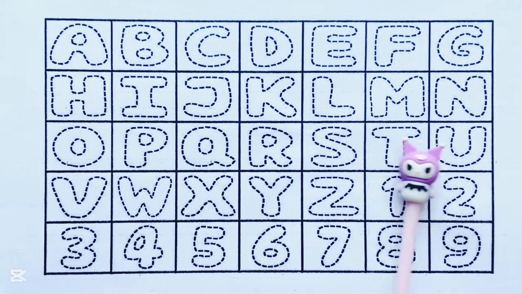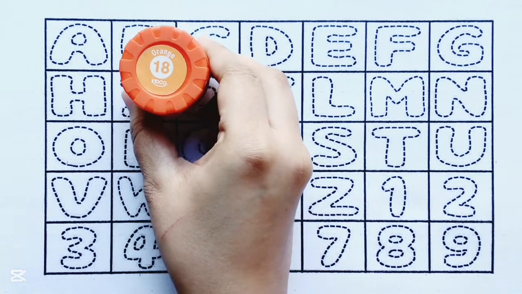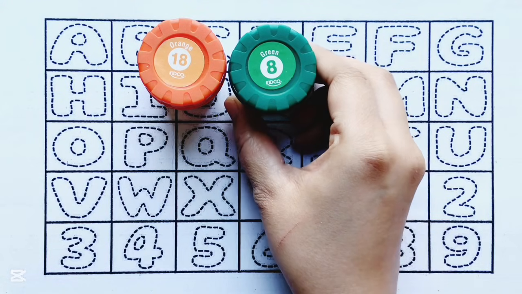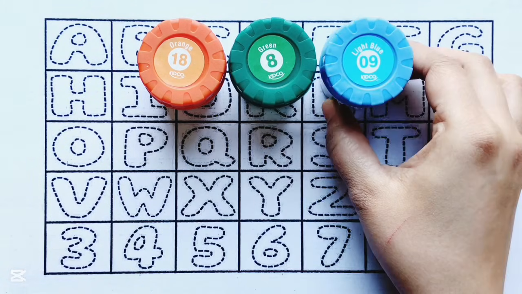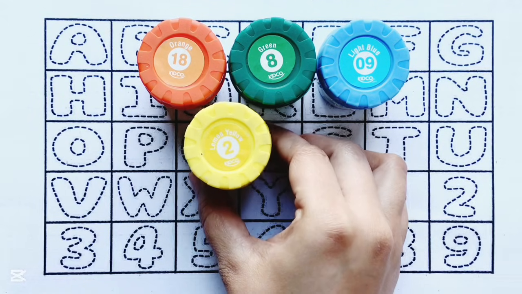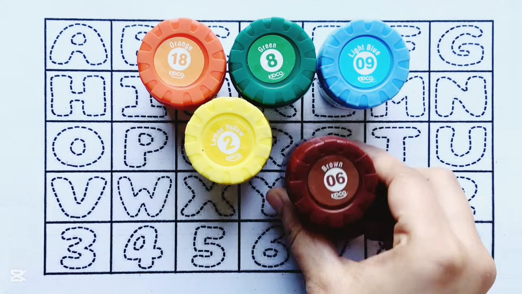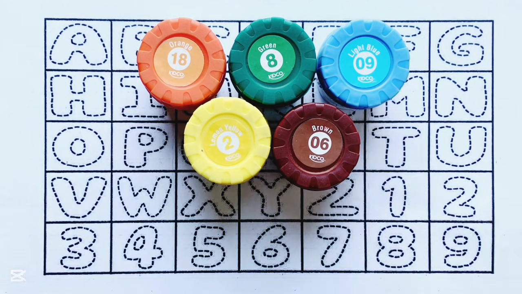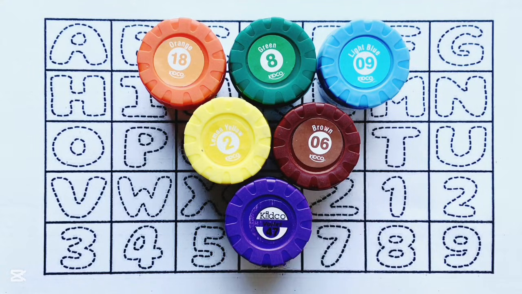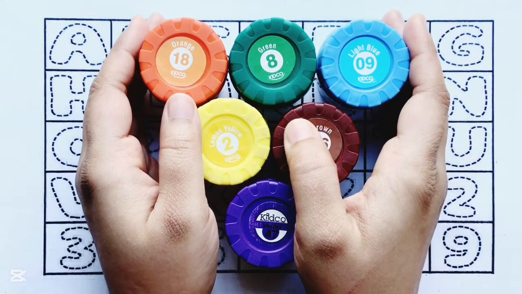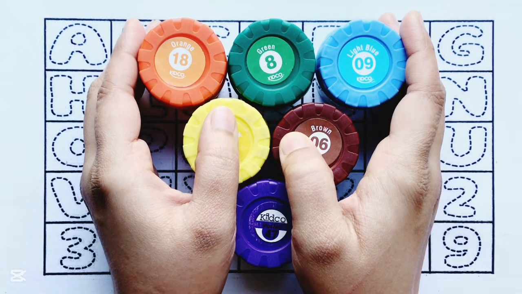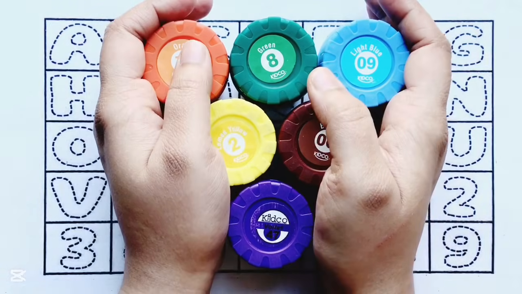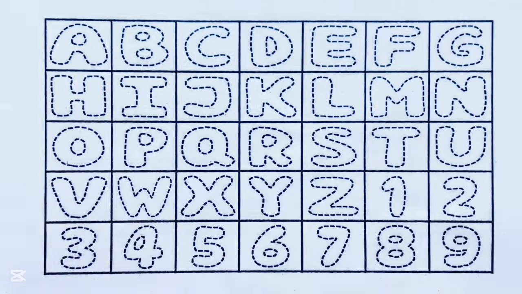Learn colors name. Let's go. Orange color, green color, light blue color, yellow color, brown color, and purple color. I learned alphabet A to Z and number 1 to 10. Let's draw and paint.